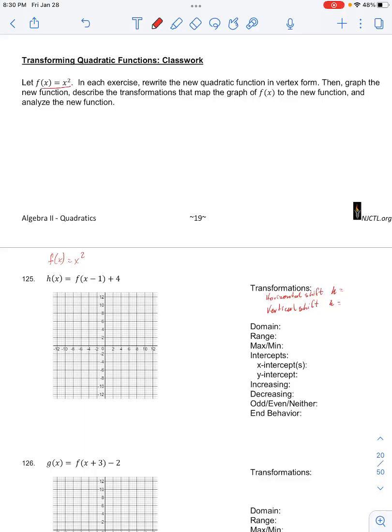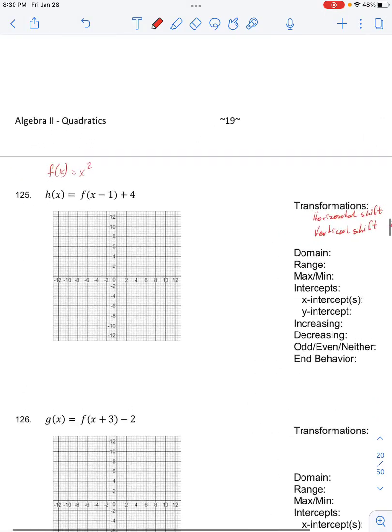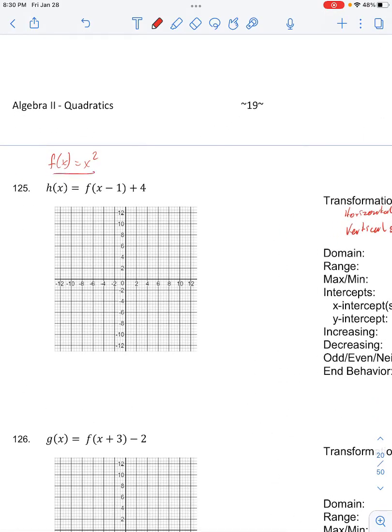Number 125 in classwork for quadratic functions asks you to graph the new function after we perform a transformation on the original function, which is f of x given by x squared, and we want to analyze this new function. So here, if we have x squared as our f, if we plug in x minus 1 for all our values of x, we'll get f of x minus 1 is equal to x minus 1 squared. Then plugging this into our h equation, h of x becomes x minus 1 squared plus 4.